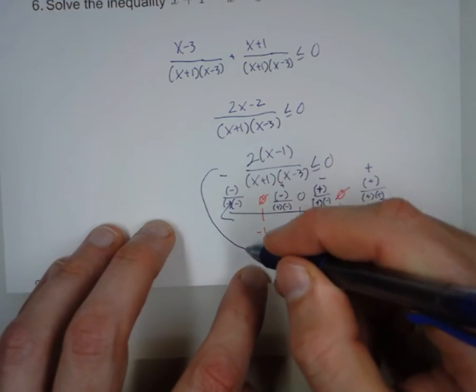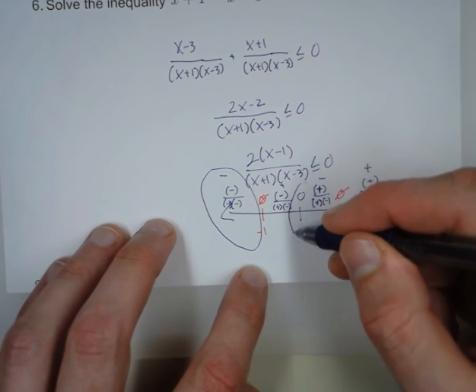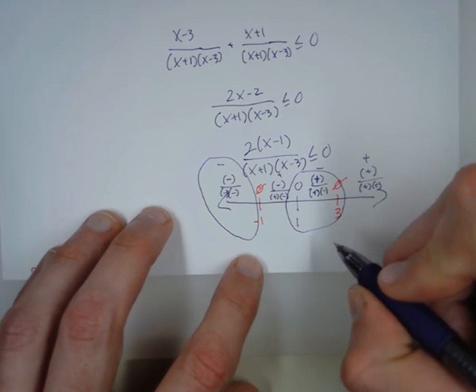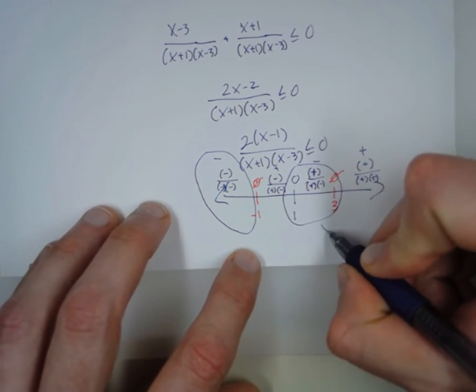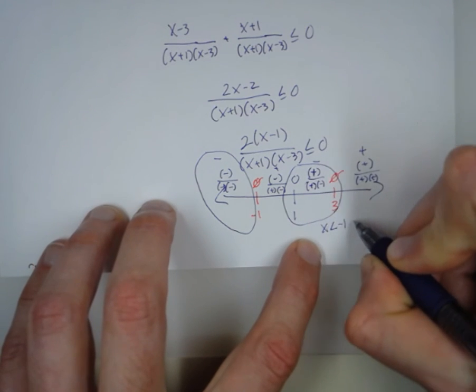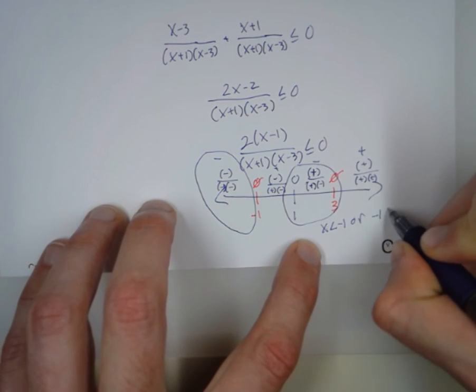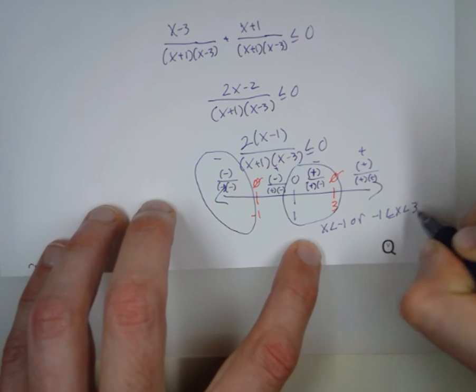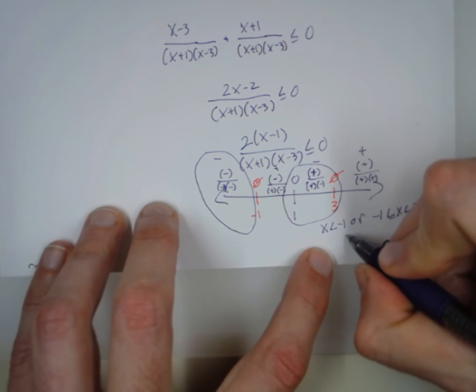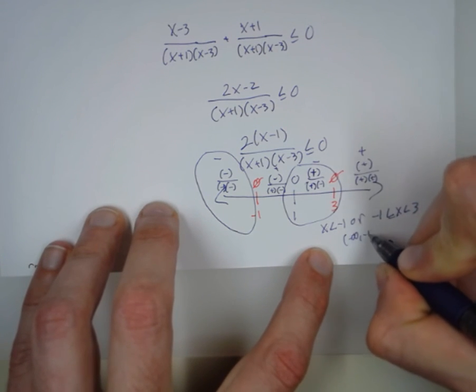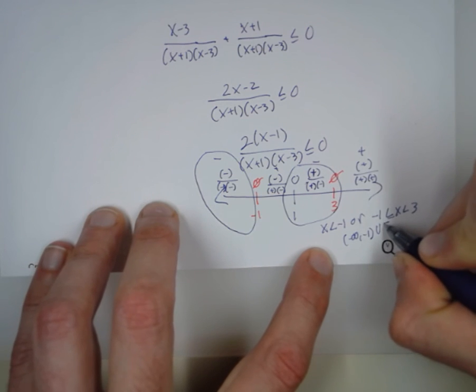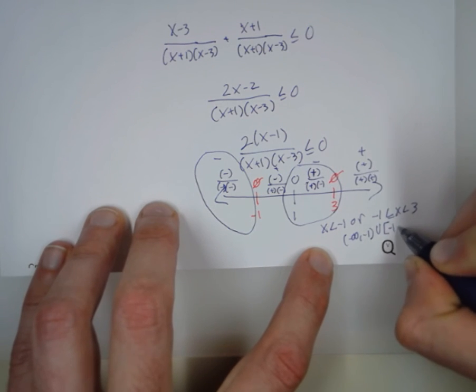So I want the intervals that are negative or include 0. So that means I want x is less than negative 1, or negative 1 less than or equal to x less than 3, or in interval notation, negative infinity to negative 1, or negative 1 with a bracket to 3.